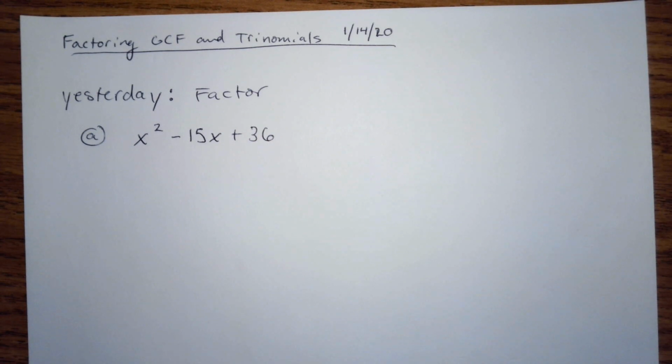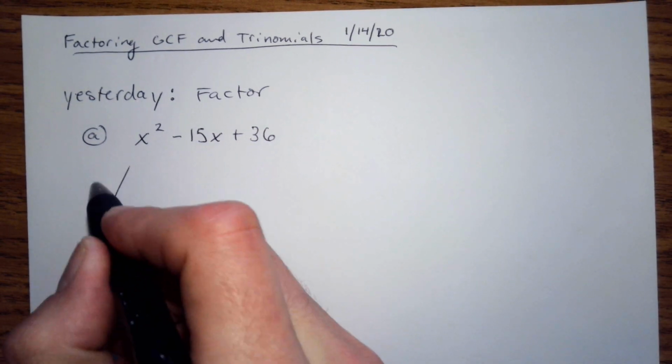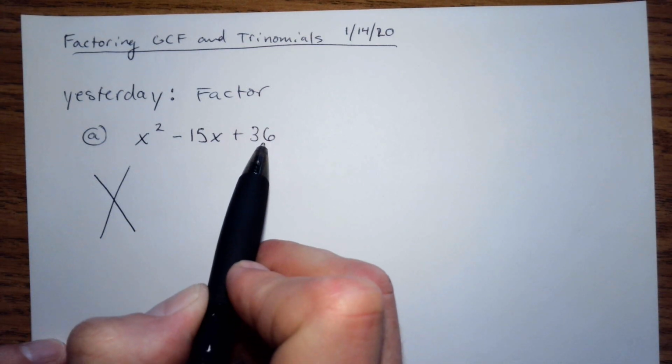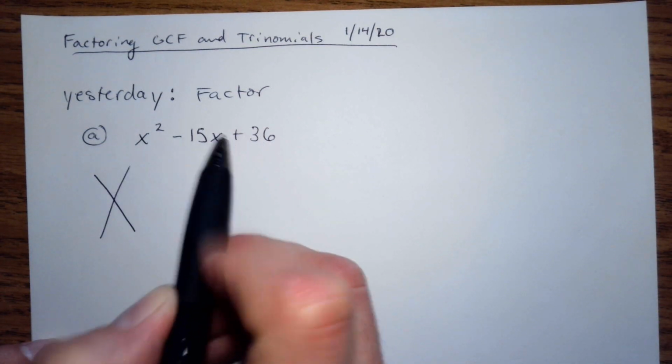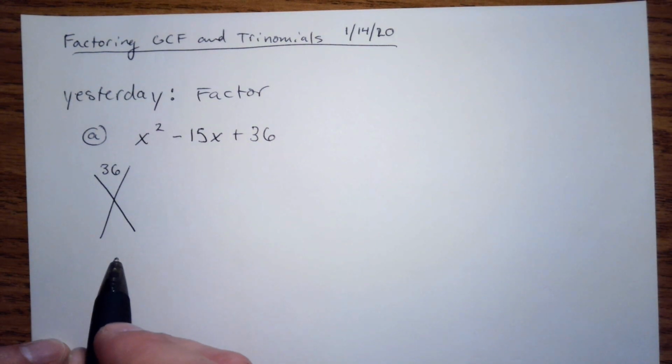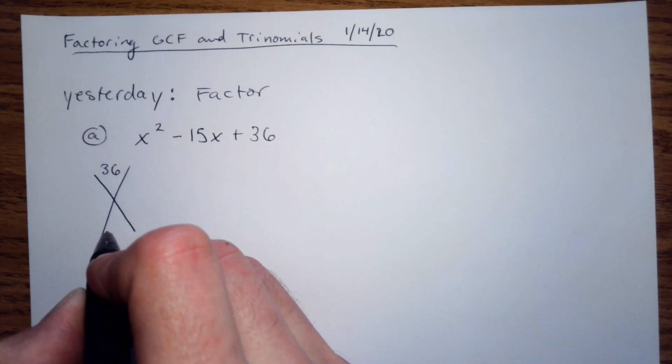So when we were factoring this, we were looking at doing this type of problem where we take the first number times the last number. In this case, it would be 1 times 36. That would give us 36. And then the middle number in the bottom.